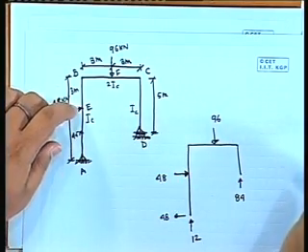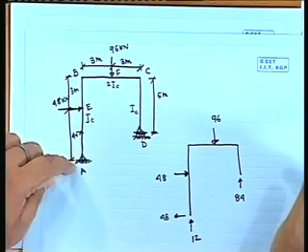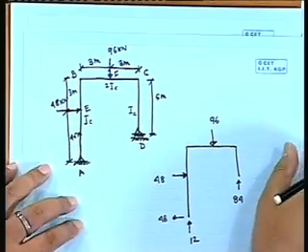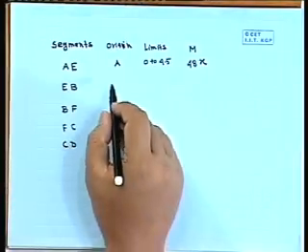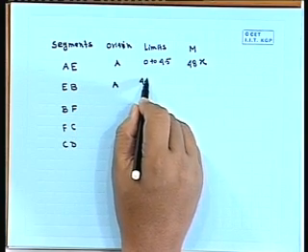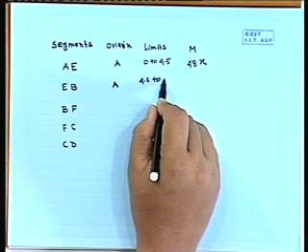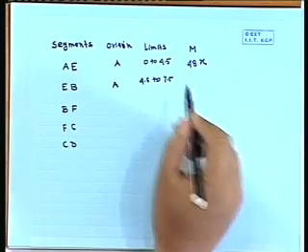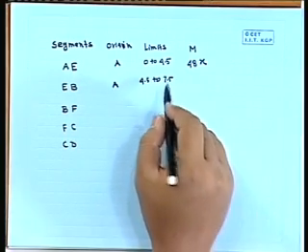Normally we take from E, but here I am taking from A intentionally. So we can make the origin A, and the limit will be 4.5 to 7.5. And what will be the moment?